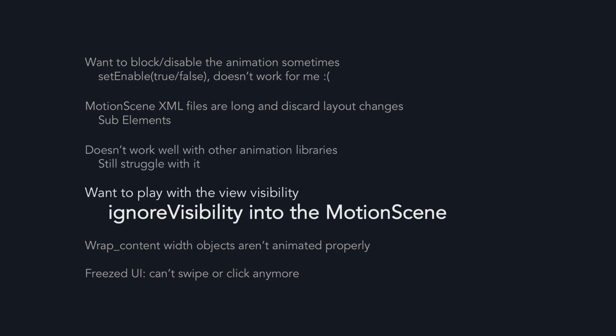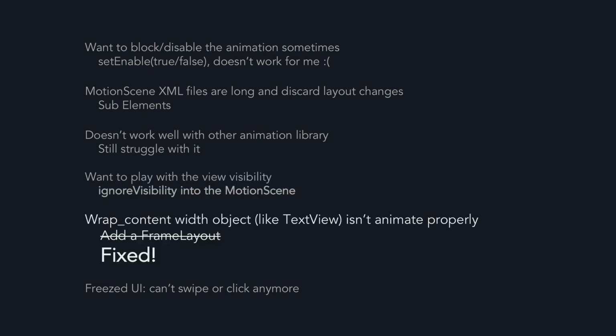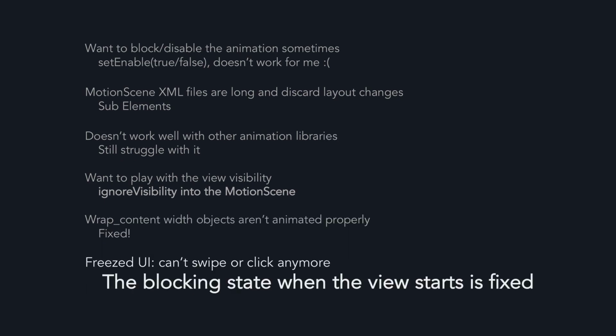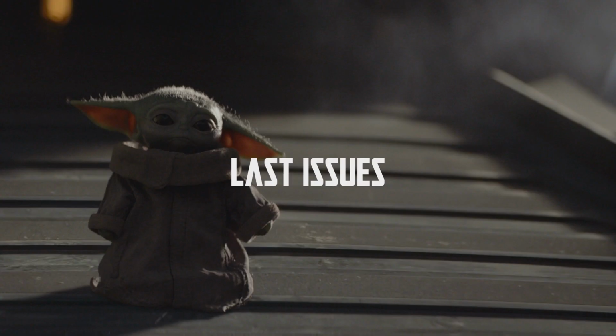For the view visibility, now you have the ignore visibility in the motion scene. So you can just, in the motion scene, say for this view, ignore visibility is true, and let Motion Layout take care of the visibility. This one is fixed. That's pretty cool. And the last one is fixed too, but we found another issue later. However, those are the last issues we have.